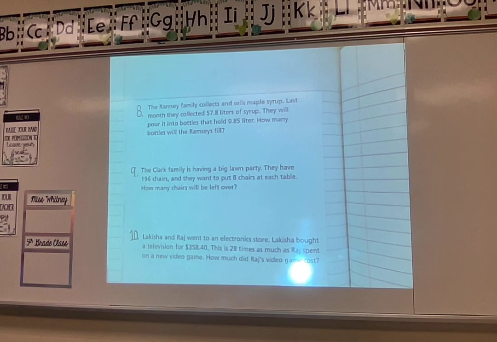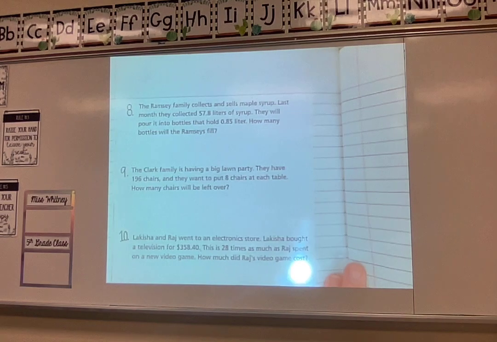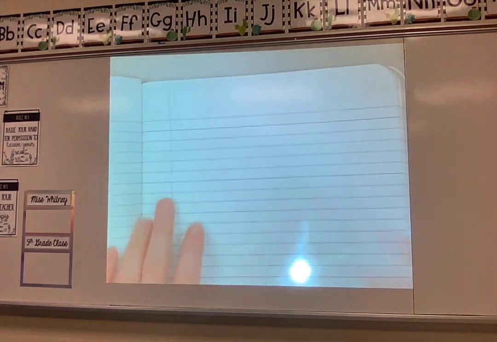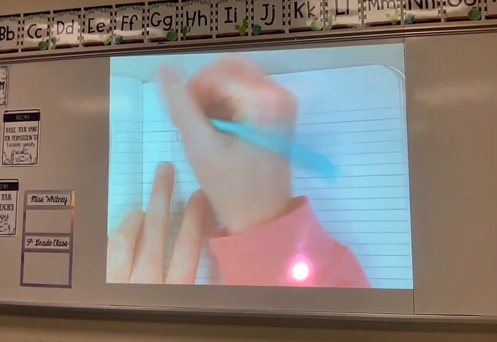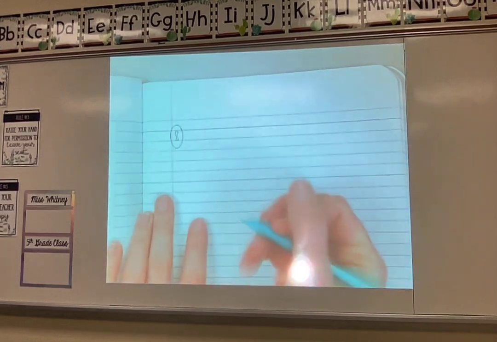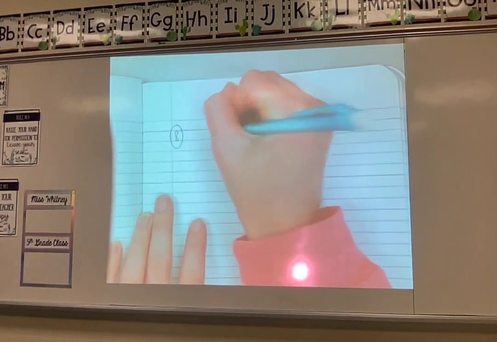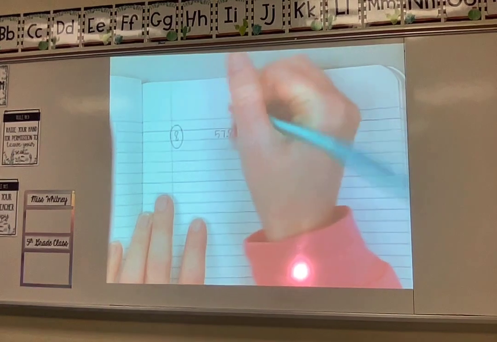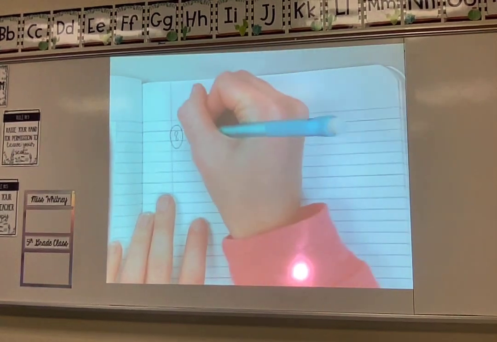The Ramsey family collects and sells maple syrup. Last month they collected 57.8 liters of syrup. They will pour it into bottles that hold 0.85 liters. How many bottles will the Ramseys fill? All right, I'm going to work it over here to the side. So I'm going to put a number 8. The total amount of syrup they had was 57.8. And they are dividing that into bottles that will hold 0.85.